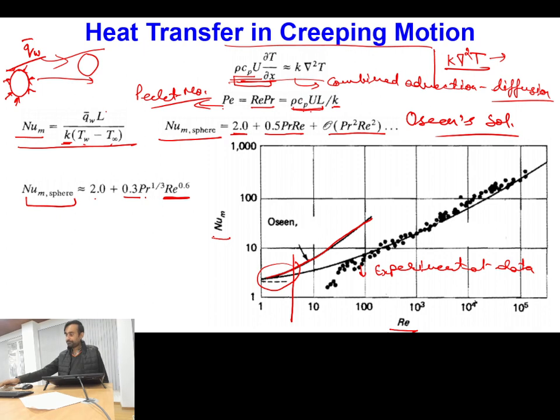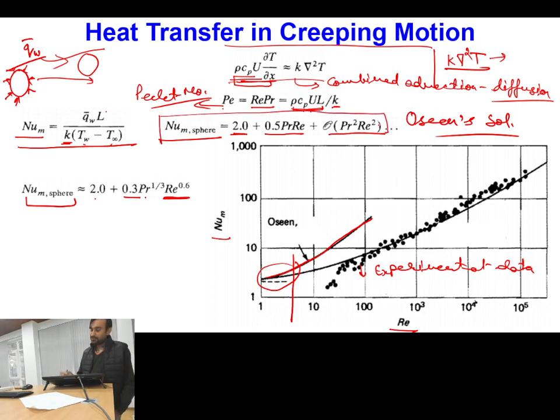Okay. So it means that this Oseen's approximation will be only applicable for very small values of Reynolds number, and if you are going for higher Reynolds number, then you have to go for some empirical relation, because ultimately the solution at finite Reynolds numbers is actually not available. So the analytical solution is not available. Then we have to go for either experiments or numerical solution.